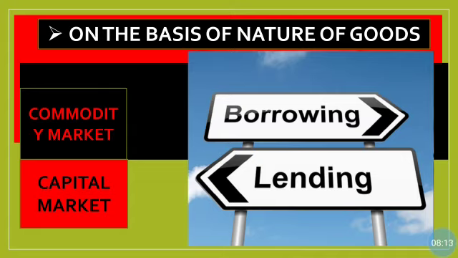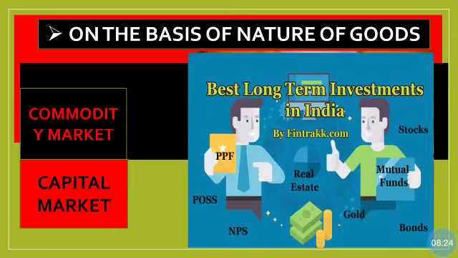Capital market deals with these finances. So here commodity market is okay. So examples of capital market are shares, bonds and other long-term investments, mutual funds, real estate, etc. So here commodity market is in tangible form, whereas capital market is in intangible form.